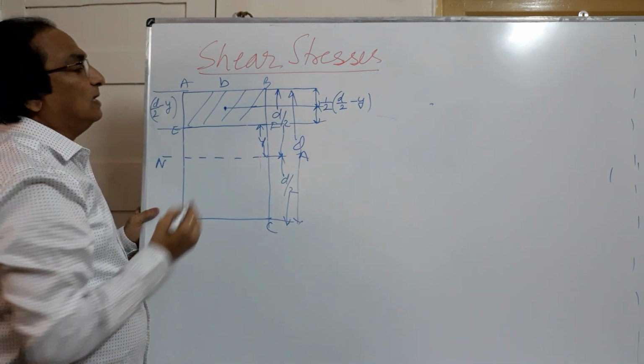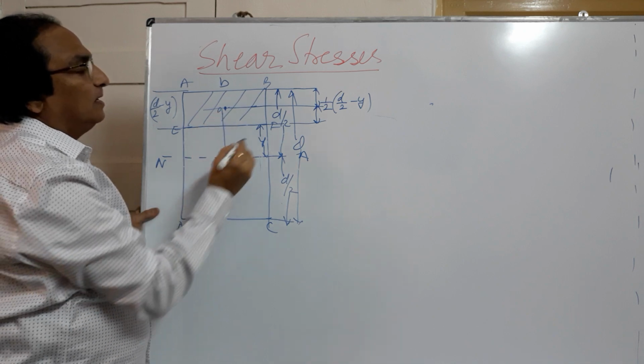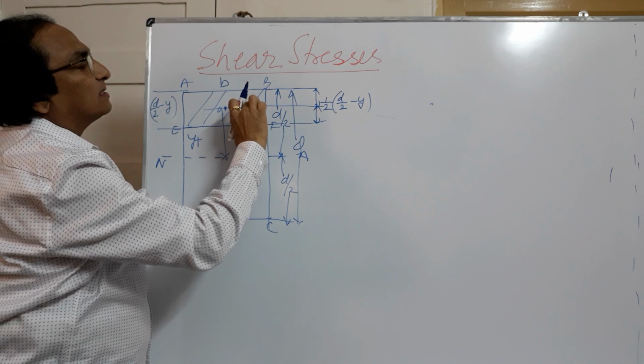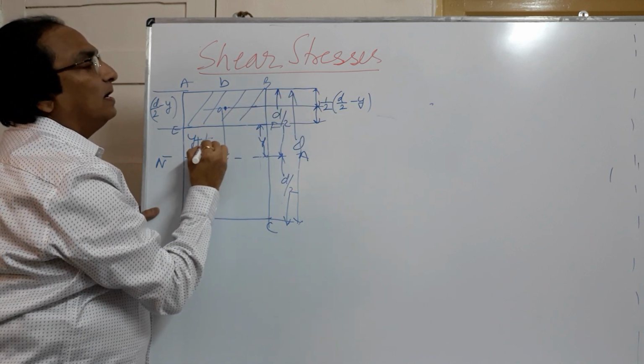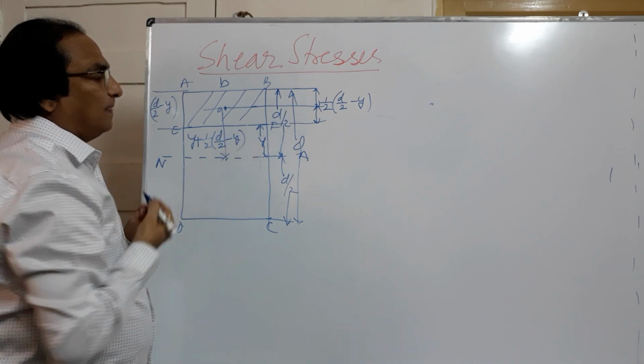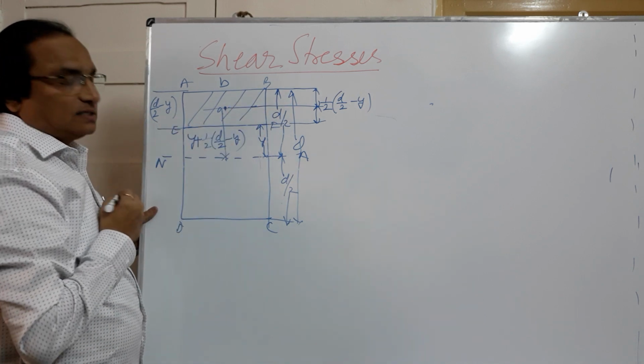D by 2 minus y. Then what will be the distance from here to the neutral axis? So this distance will be y plus this distance, half of D by 2 minus y. Now this figure will help us to find out the shear stress acting at a section.